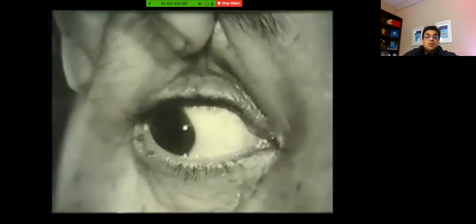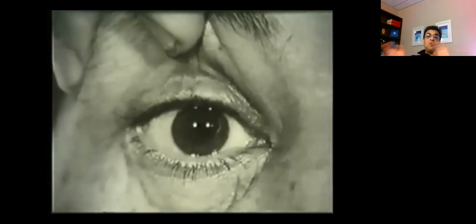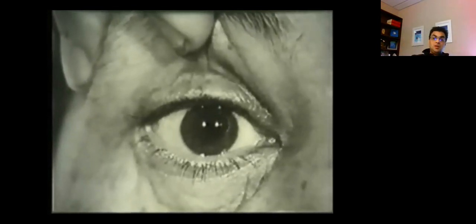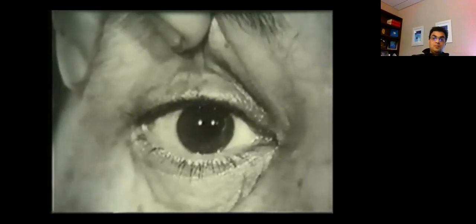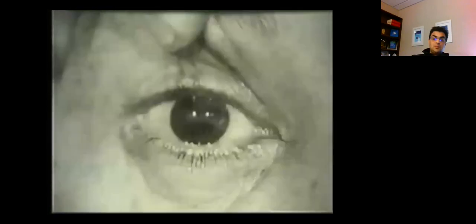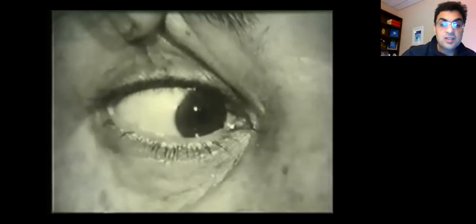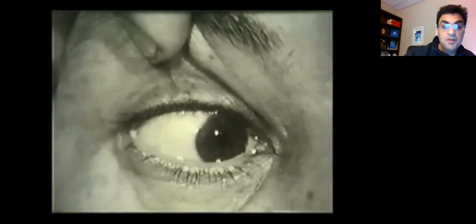Now it is beating to the left side, and when you go back to the center, it is going to beat to the right now. So this is a classic gaze evoked nystagmus with rebound. You have seen that before.